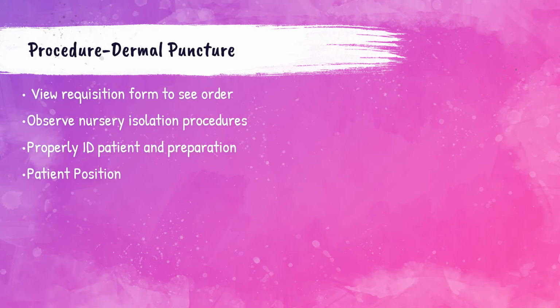There must be a test order before a dermal puncture procedure is performed. The phlebotomist should observe isolation procedures to protect the patient and themselves. Proper patient identification is vital in preventing medical errors. An adult should be seated or lying down with their non-dominant hand fully supported. An infant patient should be held by an adult or laying down on its back with the heel lower than the torso.